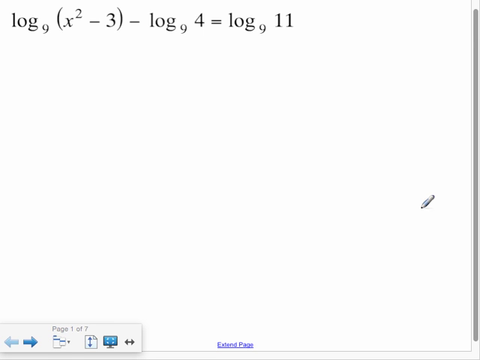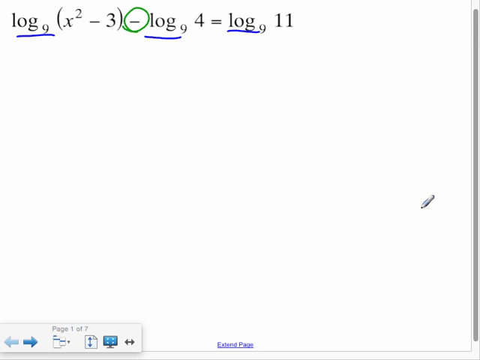Ready? We are going to do a logarithmic equation right now. What we need to look at is we have log base 9, log base 9, log base 9, so all of these logs are base 9. What we also need to see is that we are subtracting. And remember, when we subtract logs, we are actually going to divide.